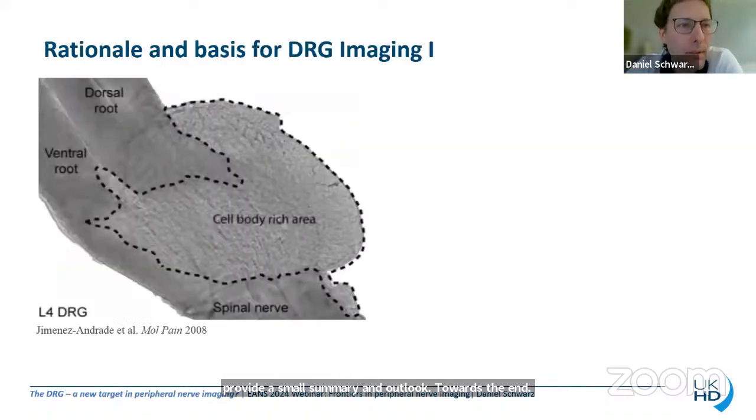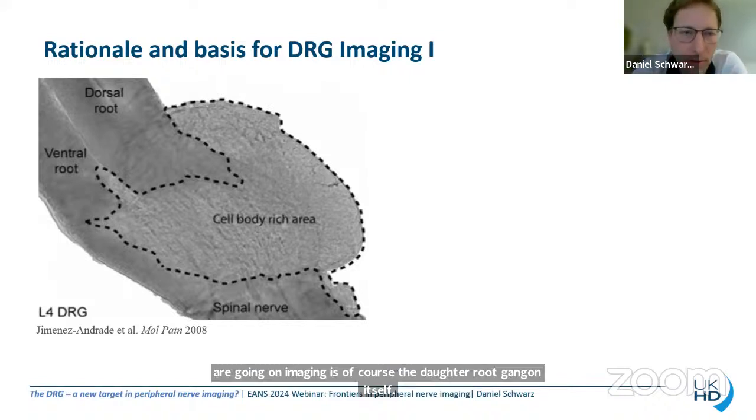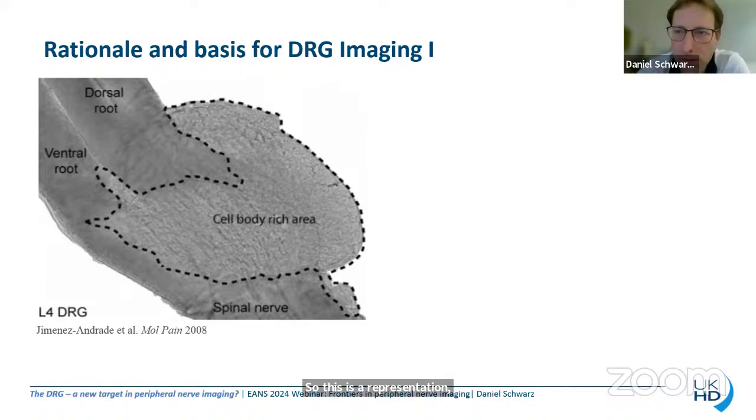Turning now to the rationale and basis for dorsal root ganglion imaging is, of course, the dorsal root ganglion itself. So this is a representation which is not from a human dorsal root ganglion, but actually it is a composition of what we are facing. And why it is interesting, of course, we all know that it is probably the most prominent center of peripheral sensory sensation and also of pain.